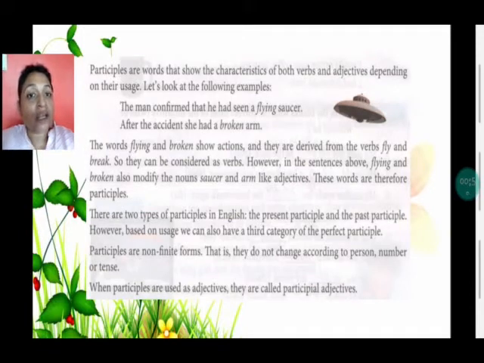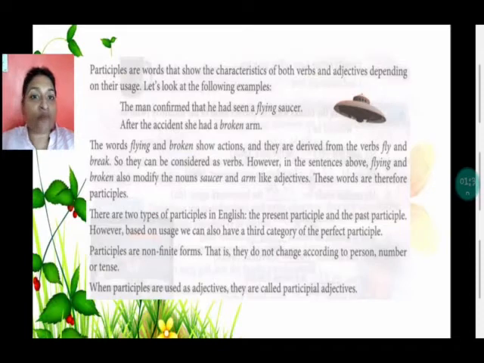Is it clear, children? It is actually a verb which has got ing, past tense form or past participle form, but they act as an adjective, that is the describing words. So we call them participles. The words flying and broken show actions, and they are derived from the verbs fly and break. So they can be considered as verbs. However, in the sentences above, flying and broken also modify the nouns saucer and arm like adjectives. These words are therefore participles.